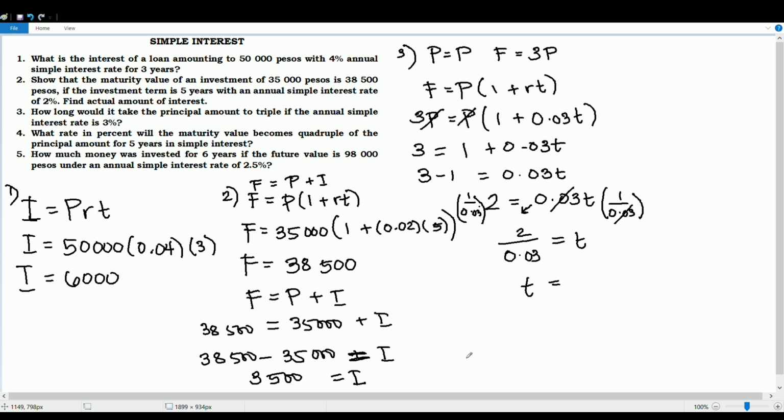So let's check the value using our calculator. That is the same as 2 divided by 0.03. That is 66.67, or about 67 years. Okay. So that's for items 1 to 3. Now let's proceed to items number 4 and 5. So let me just remove this.